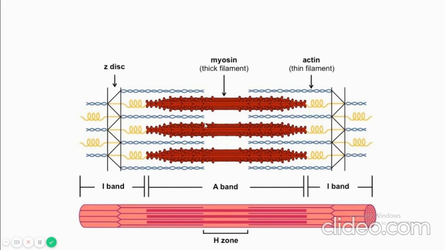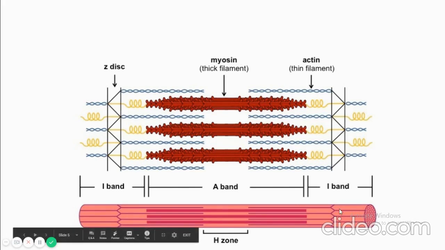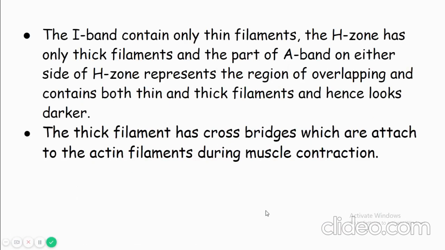So this I band gives a lighter appearance, light zone, this I band gives light zone, and this edge of the A band gives light zone, and this A band, which is due to the overlapping of thick and thin filaments, gives the appearance of a darker zone. The thick filaments have cross bridges which are attached to the actin filaments during muscle contraction.